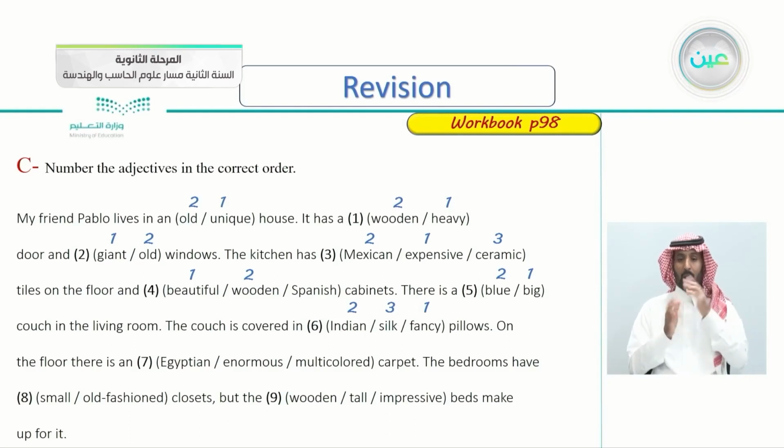On the floor there is an Egyptian enormous multicolored carpet. We're describing the carpet here. There is an Egyptian, nationality, enormous, size, multicolored, so this is a color here, carpet. So what's the order here? Which one is 1, 2, and 3? Let's check the answer here. So we say there is an enormous, multicolored Egyptian carpet. So we begin with the size, then the color, then the nationality.